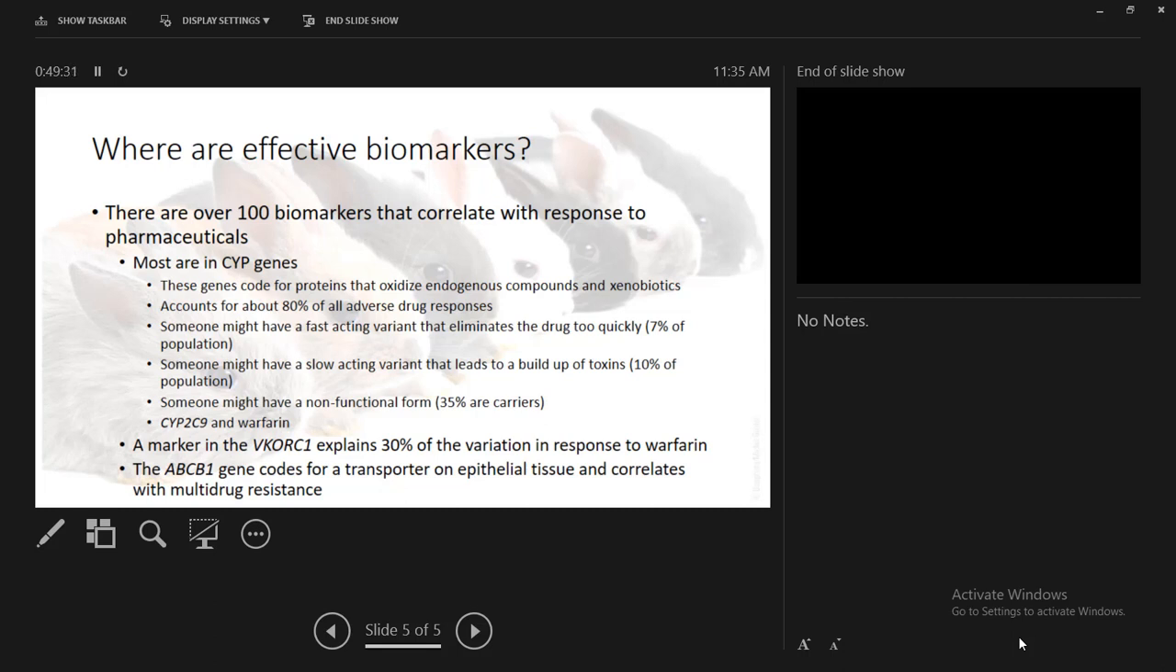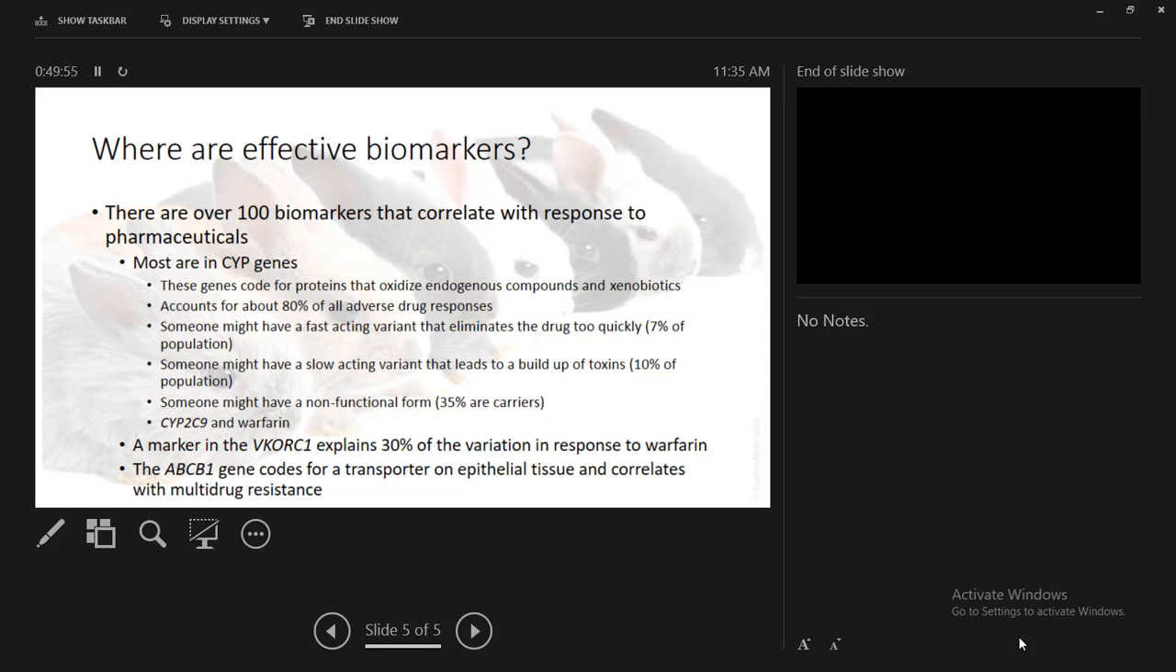There's another genetic marker that correlates with warfarin, and that's in the gene VKORC1. It explains actually more of the variation than CYP, and it's one of the exceptions to this. Most are in the CYP. And I don't know exactly what this gene does, but it's somewhere involved in the metabolism of warfarin.